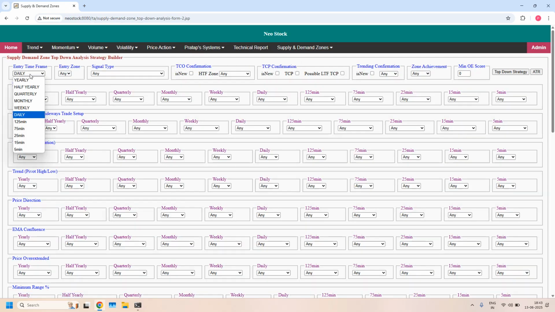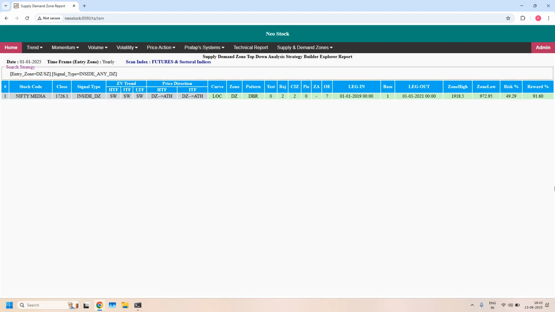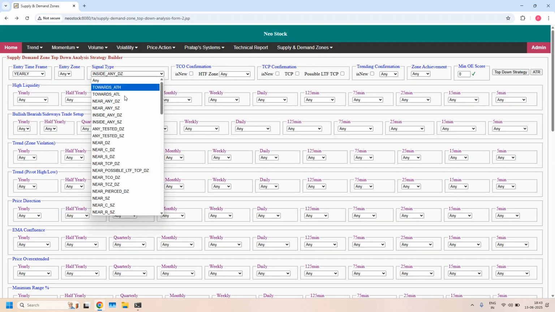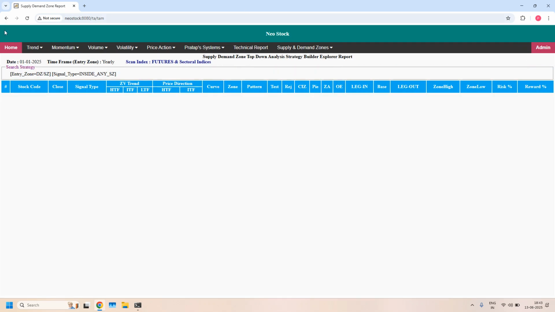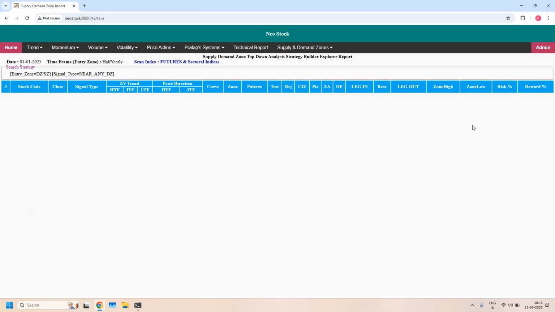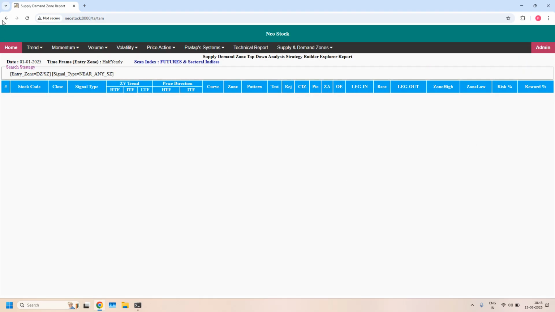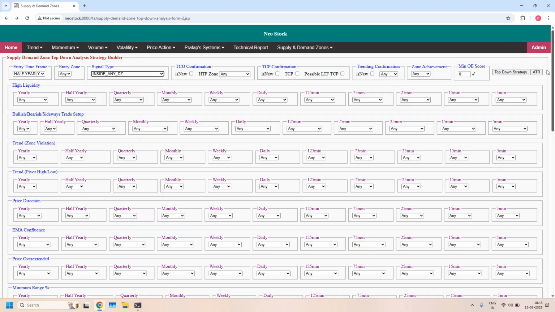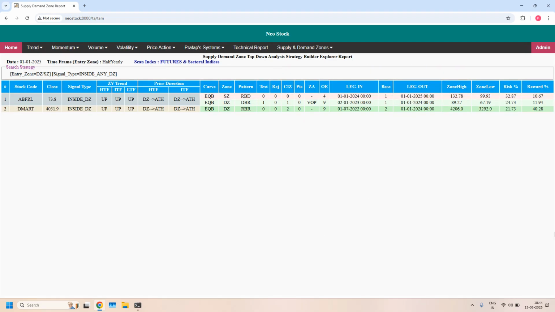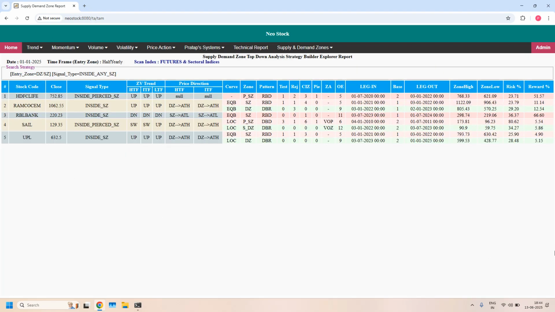Okay, starting with a yearly time frame, price closed inside the yearly demand zone. We got 1 stock. Next, price closed inside the yearly supply zone. We don't have any stocks. Next time frame, half yearly. Stocks near to the half yearly demand zone, no stocks. Stocks near to the half yearly supply zone, also no stocks. Price closed inside the half yearly demand zone, we got 2 stocks. Next, price closed inside the half yearly supply zone, we got 5 stocks.